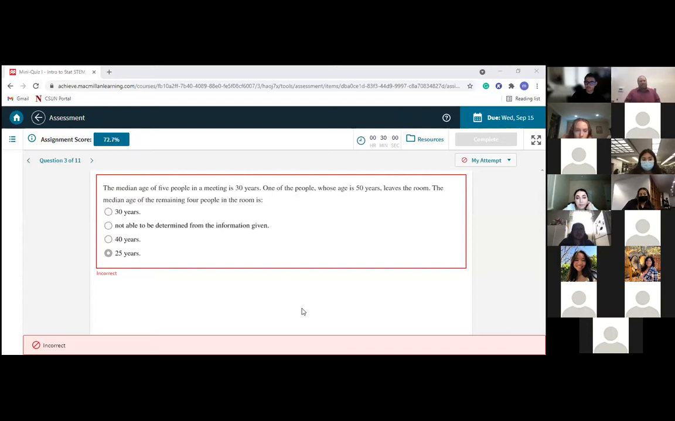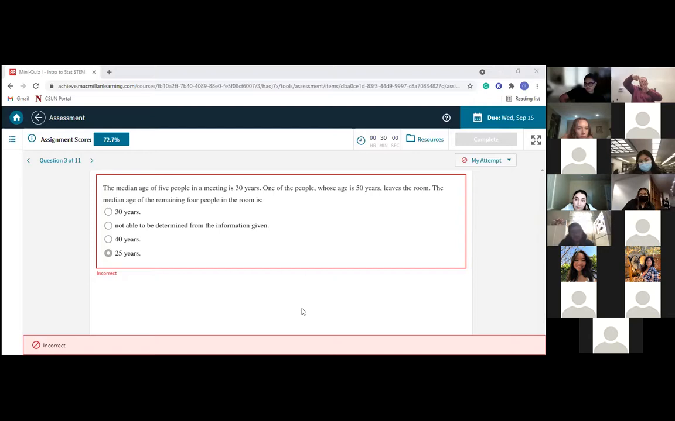The median age of 5 people in a meeting is 30 years. So there's 5, that's an odd number. That means the third one on the list is 30. Do you agree? Yeah. Then one of the people whose age is 50 leaves the room, which is a bigger number. So one of the 2 bigger ones leaves, which means now we have 4 data points.